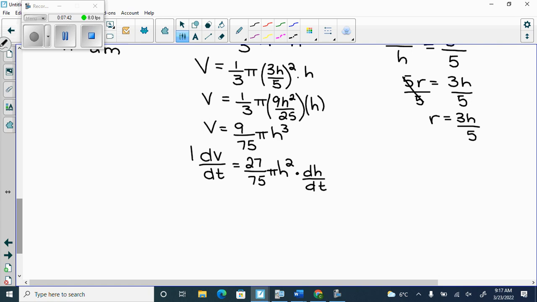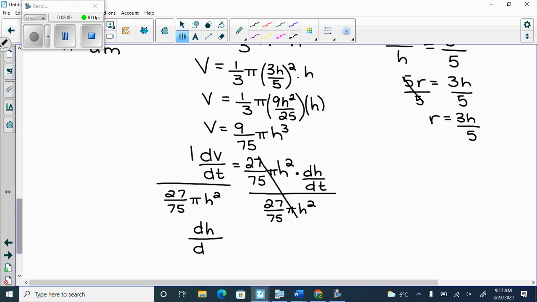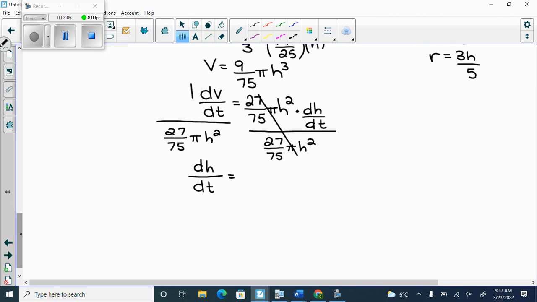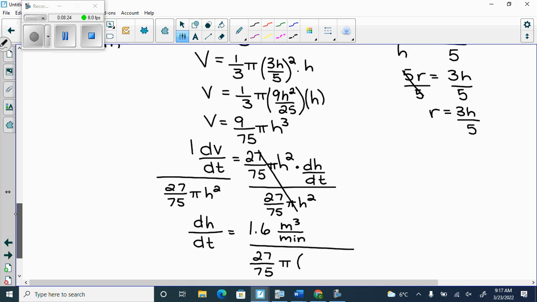So we could just isolate it by going 27 over 75 pi h squared. I'm doing it this way because I've always done it the other way before, so I'm just proving a point. So dh over dt equals, now I can plug in. So dV over dt is 1.6 meters cubed per minute, over 27 over 75 pi, and then h is 2 meters.